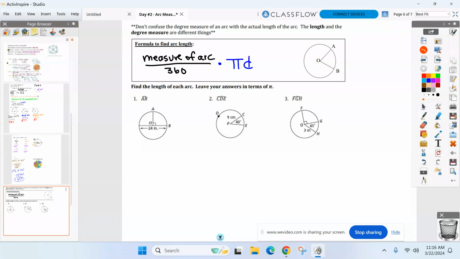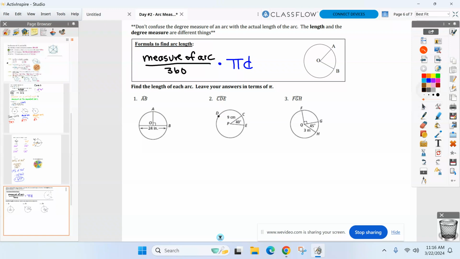Pi d. What's that formula for again? That's the circumference of the circle, right? So I don't know if it's kind of clicking a little bit where this formula comes from. What part of the circle for its circumference? We're looking for what part of the circumference is the length. Okay, so that's where this comes from. A fraction of the circumference.